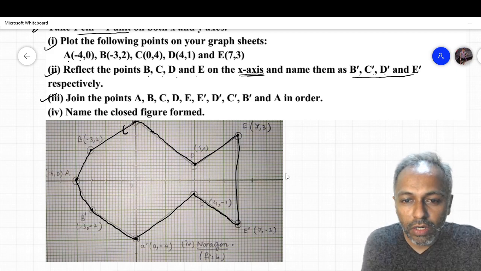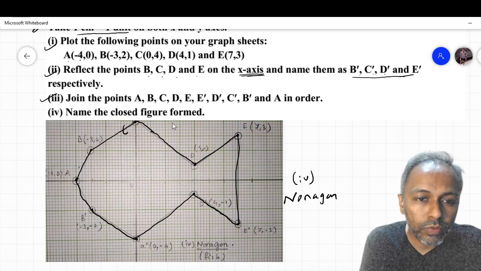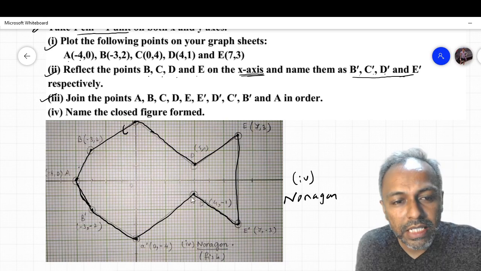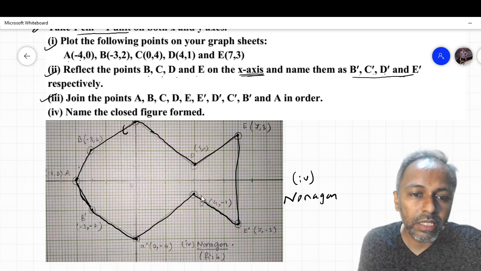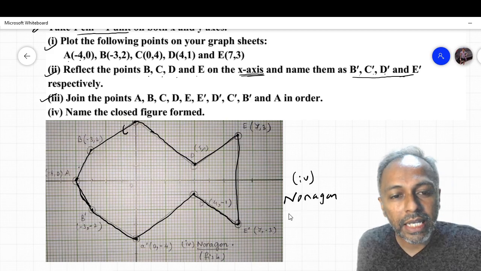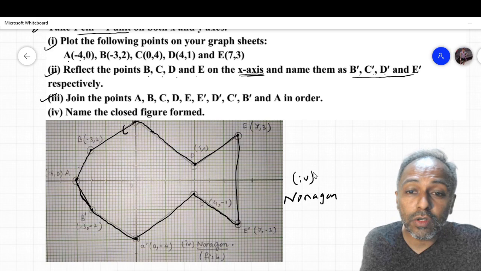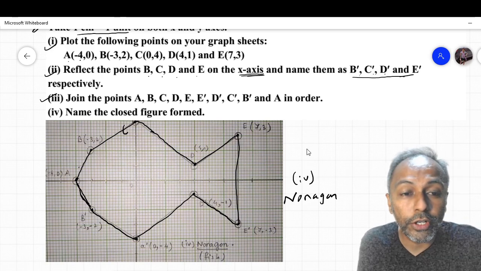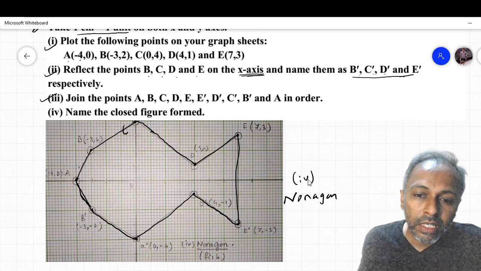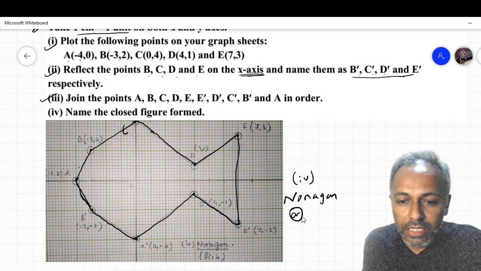Now this closed figure is called a nonagon. Nine-sided figure: 1, 2, 3, 4, 5, 6, 7, 8, and this is the 9th side. Even if the lengths are not equal, this polygon, just like earlier ones, will be called a nonagon. Earlier ones like hexagon, pentagon, octagon, an 8-sided figure. A 10-sided figure is called decagon. A 12-sided figure is called duodecagon. Anyway, nonagon, or this figure also looks like a fish, so you can also call it a fish.